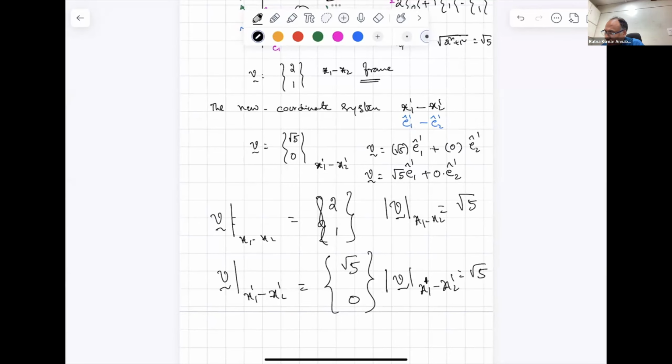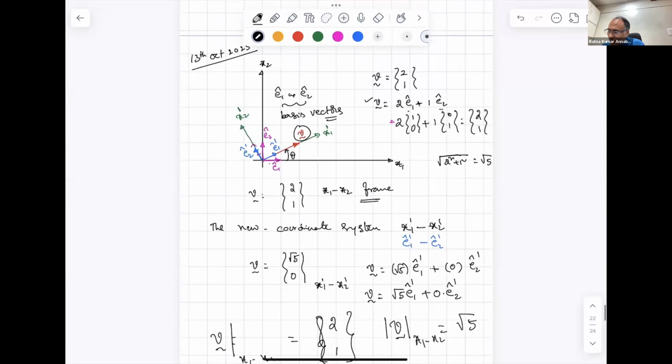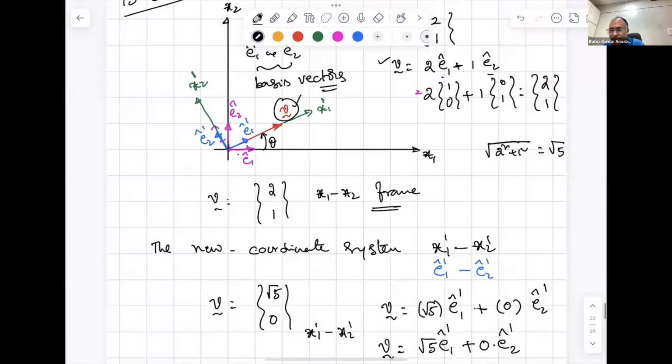So the point that I am trying to make here is that I am representing the same vector v. Depending on the choice of my coordinate system, the elements of the vector will change. If my choice of the coordinate system is x1 and x2, then my elements are 2 and 1. If my choice of the coordinate system is x1 dash, x2 dash, then my elements are root 5 and 0, depending on the choice of the coordinate system.